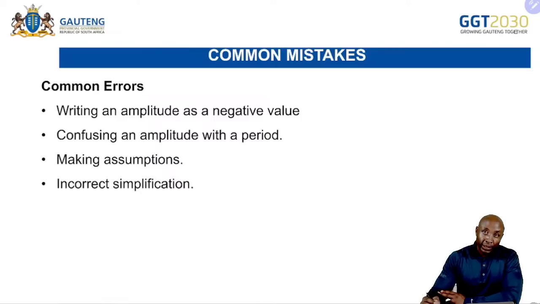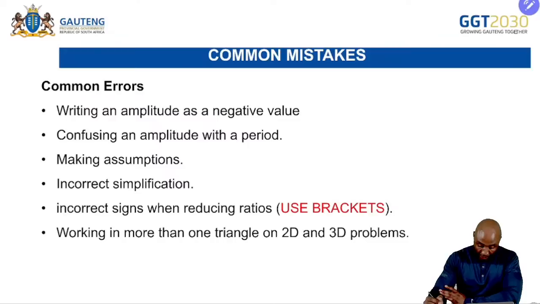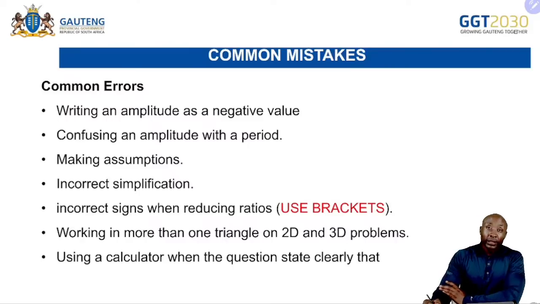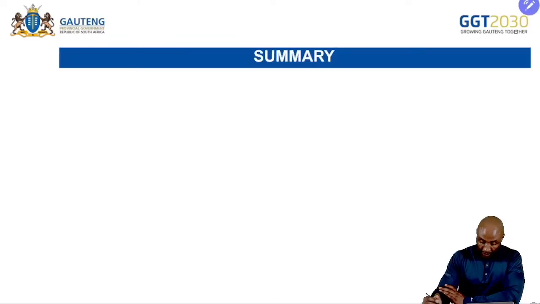Let's know our notations in our mathematics. Incorrect signs when doing reductions. You saw when I was doing reductions, put in brackets and the reduction goes with its sign so that you do not lose track of your signs. For 2D and 3D problems, I've indicated, try to redraw the triangle. Work with one triangle at a time. Do not work with a block diagram. Do not use a calculator if the question states clearly that a calculator should not be used.